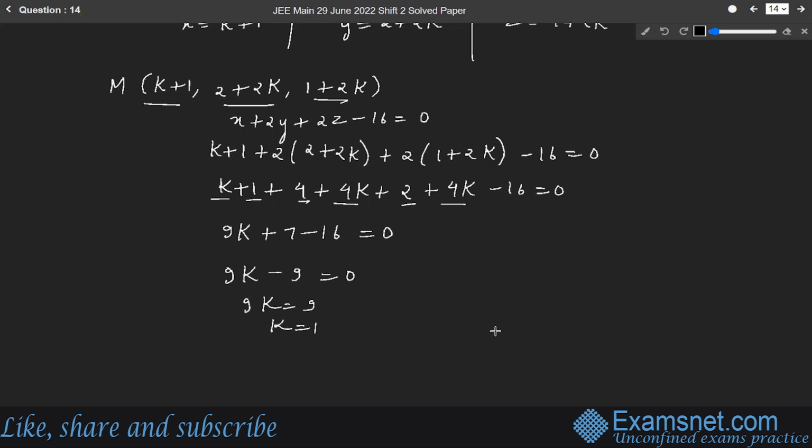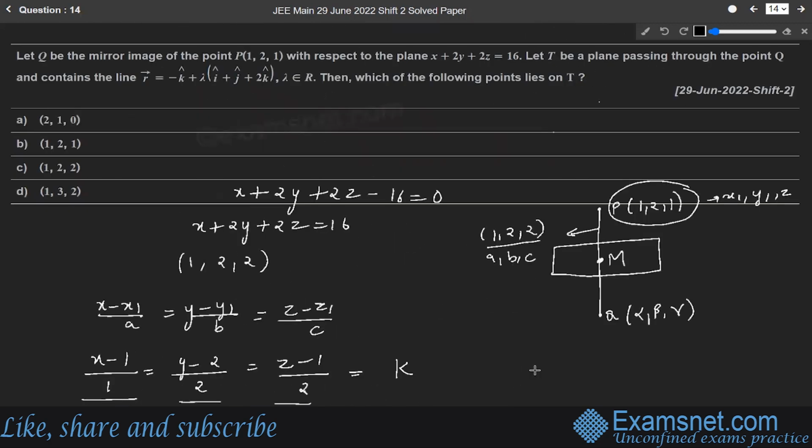Now we have the value of k, so we can find the actual coordinates of point M, right? What are the coordinates? k + 1, 2 + 2k and 1 + 2k. Since k is 1, k + 1 is 1 + 1 = 2. 2 + 2k means 2 + 2 into 1, so 2 + 2 is 4. Then 1 + 2k, 1 + 2 into 1, it is 3. So the coordinates of point M are 2, 4, 3, which is the midpoint. You can see that M is the midpoint of PQ, right?